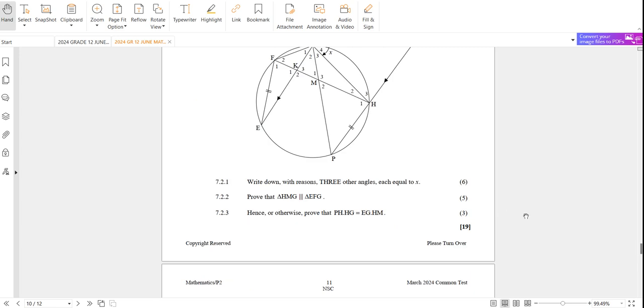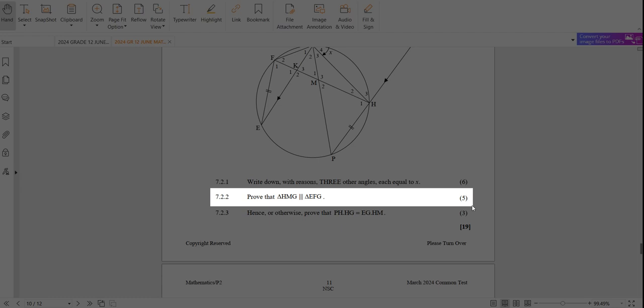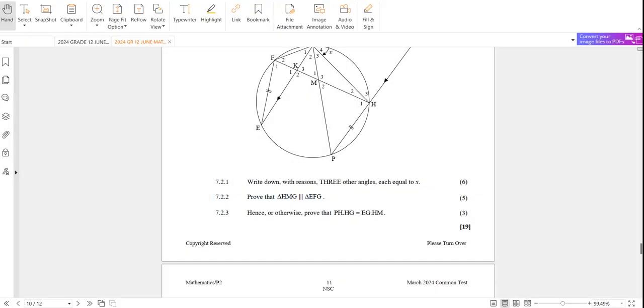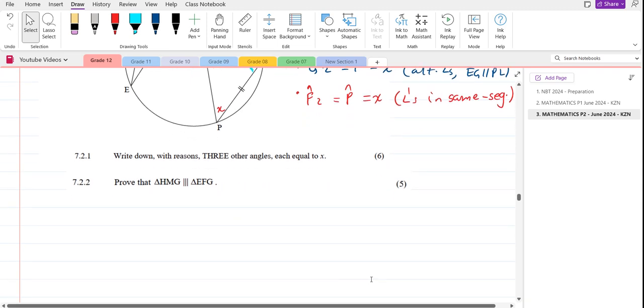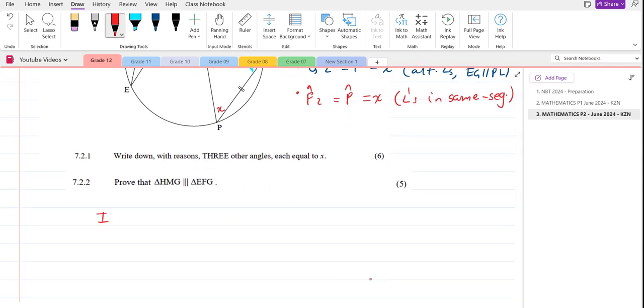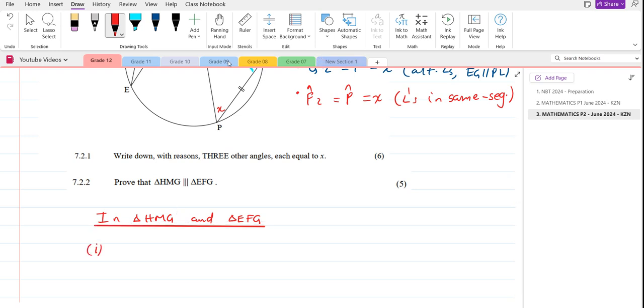Next problem. Here it is now. Now we go on to grade 12, where we have to prove similarity. Right, now how do we prove similarity here? In triangle HMG, so let's write that order down first. In triangle HMG and triangle EFG, right? HMG and EFG. What's the first one? Let's see what we are working with here first.